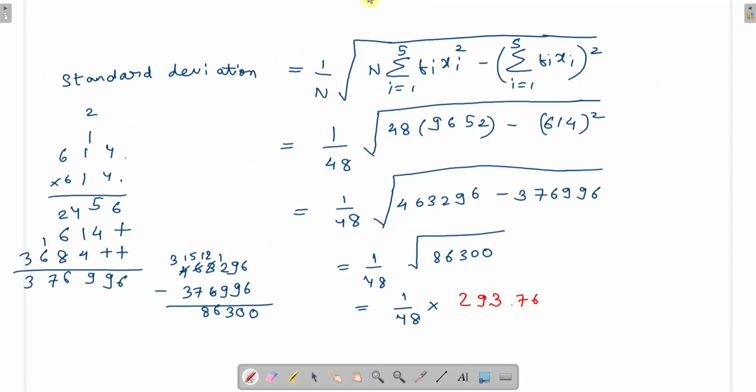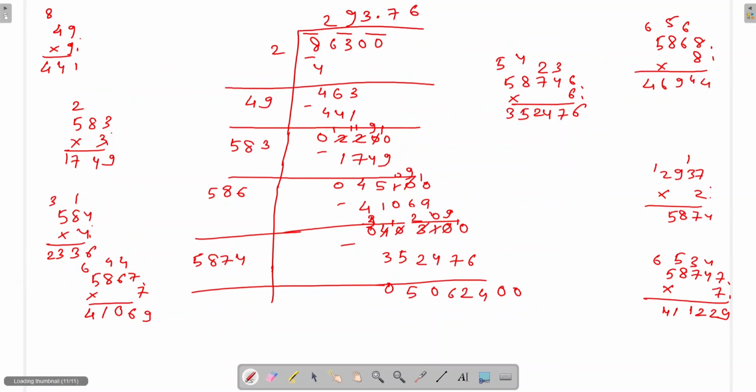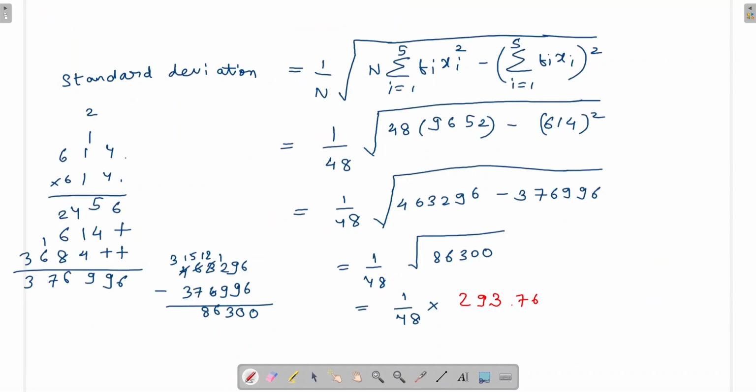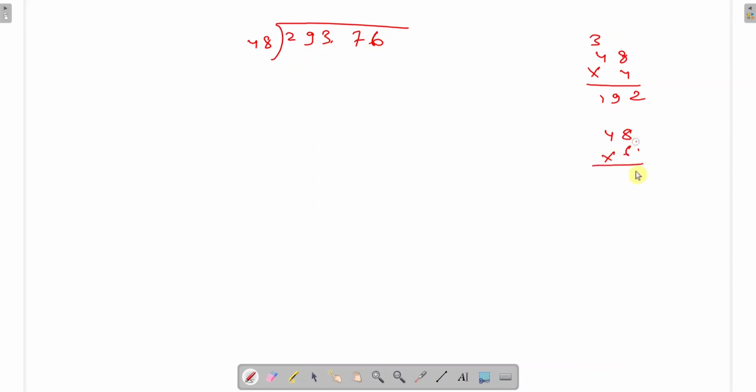Okay, then we have to divide this. So 293.76 divided by 48. So 48 times 4, let us see, 8 4s are 32, 4 4s are 16 plus 3 is 19, 192. Okay, so 48 times 6, 6 8s are 48, 6 4s are 24, 24 plus 4 is 288. Yeah, 6, so 288 here.